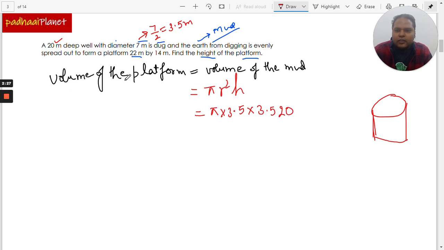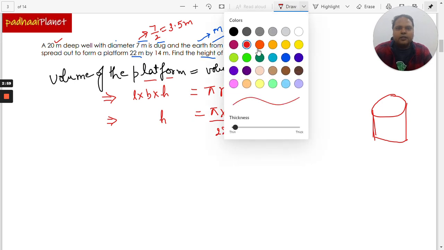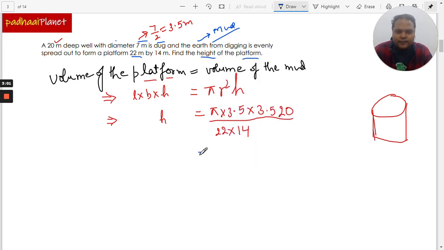Now we also know that the platform is in the cuboid form, right? It's in a cuboid form, so this is going to be L into B into H. The volume of the platform will be this, and we need to find out the H of this, and LB will come this side, and this will be 22 by 14 by 14, right? So now let's simplify it and we will get the answer.